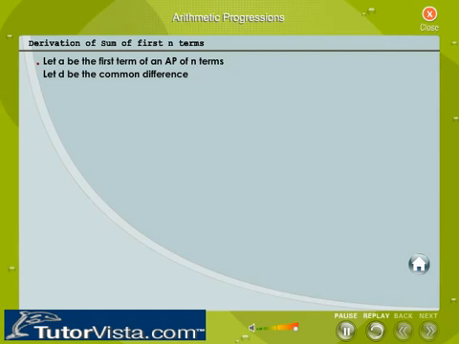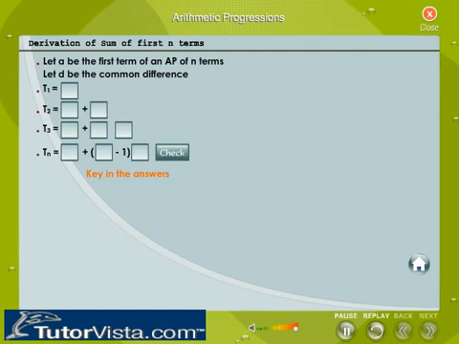Let A be the first term of an arithmetic progression of n terms and let the common difference between successive terms be D. Write the terms of the arithmetic progression. Key in the values.